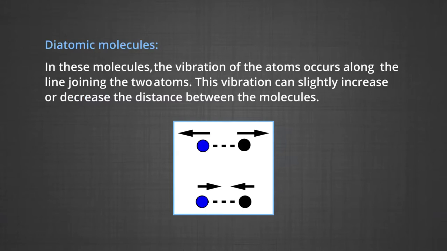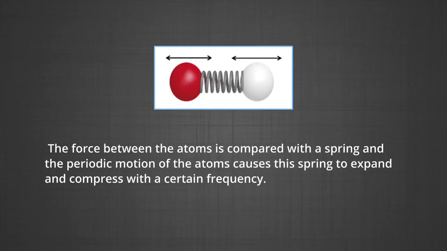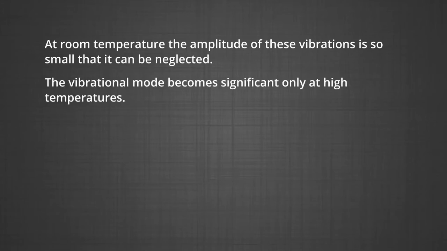But for a diatomic molecule, the vibration of the atoms occurs along the line joining the two atoms. This vibration can slightly increase or decrease the distance between the atoms. The periodic motion of the atoms can also be visualized from this physical model. The force between the atoms is compared with a spring, and the periodic motion of the atoms causes the spring to expand and compress with a certain frequency. At room temperature, the amplitude of these vibrations is so small that it can be neglected. The vibrational mode becomes significant only at high temperatures.